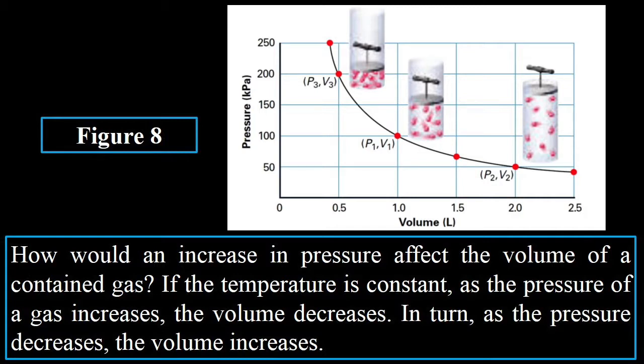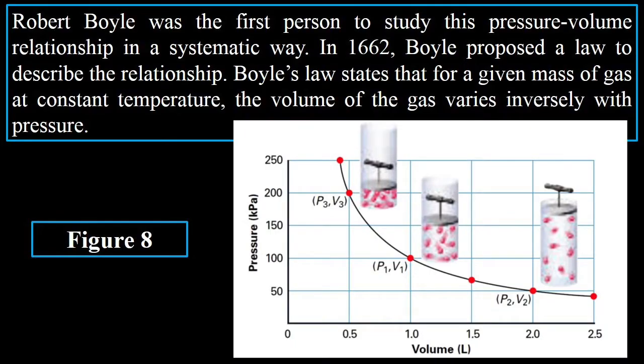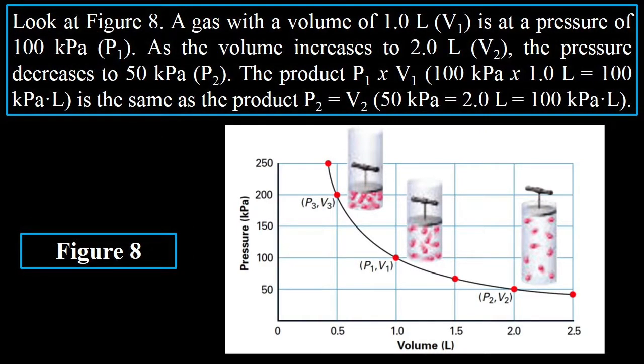P3V3 equals P2V2 equals P1V1. Robert Boyle was the first to study this pressure-volume relationship in a systematic way. In 1662, Boyle proposed a law to describe the relationship. Boyle's law stated that for a given mass of gas at constant temperature, the volume of the gas varies inversely with the pressure. So, P3V3 equals P1V1.